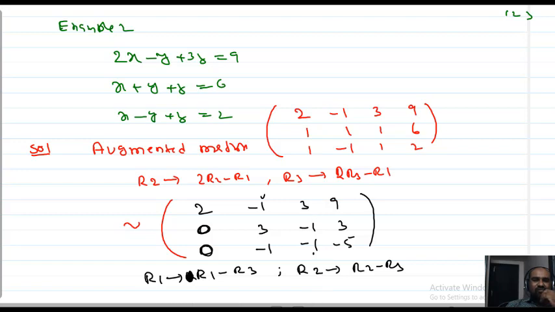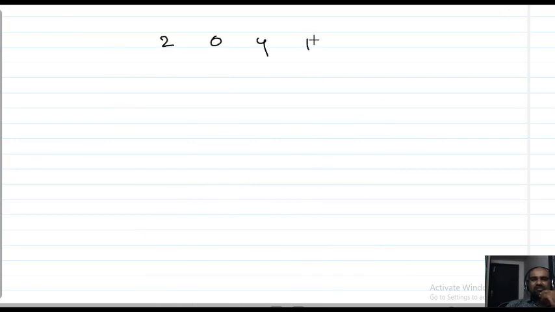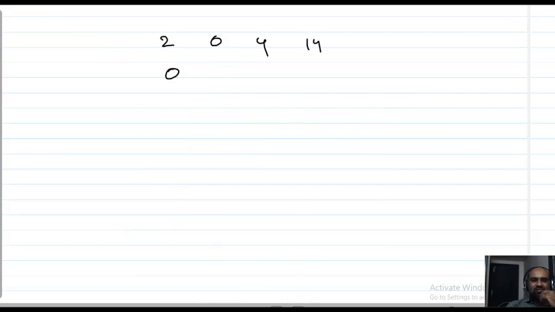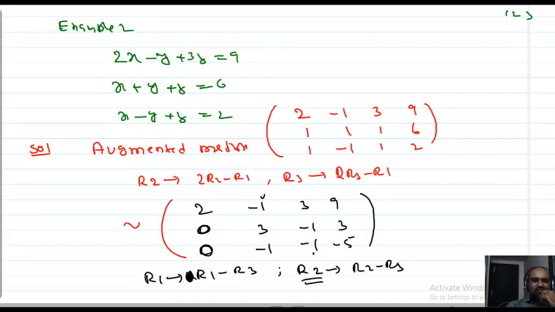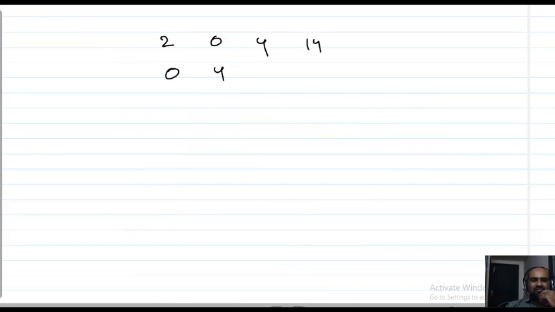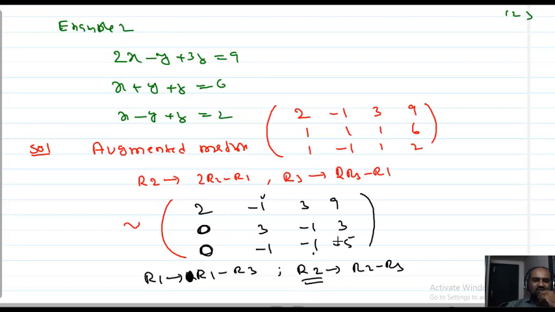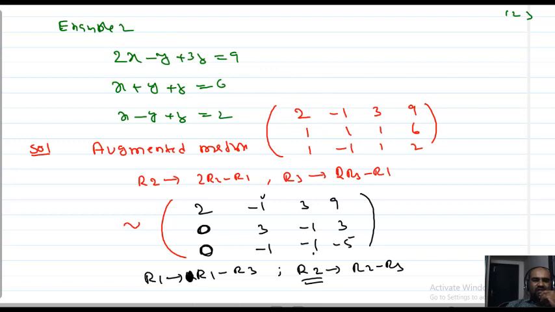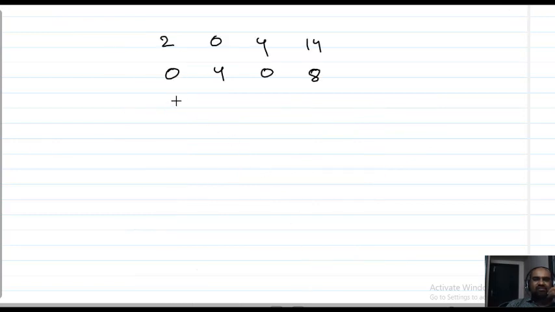R3 minus half minus plus 4. 9 minus half minus, that is 14. Okay, so what happened? R2 next. R2 minus R3. 0 minus 0, 0. 3 minus half minus plus 4. Minus 1 minus 0. 3 minus half minus plus 8. Last one. 0 minus 1 minus 1 5.